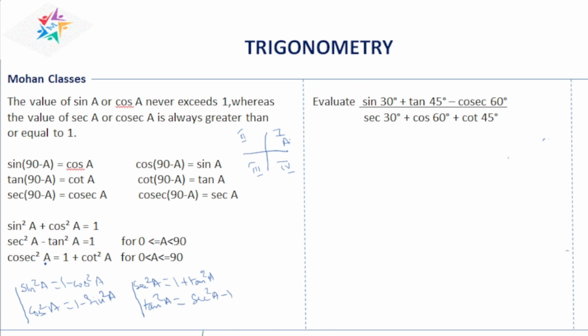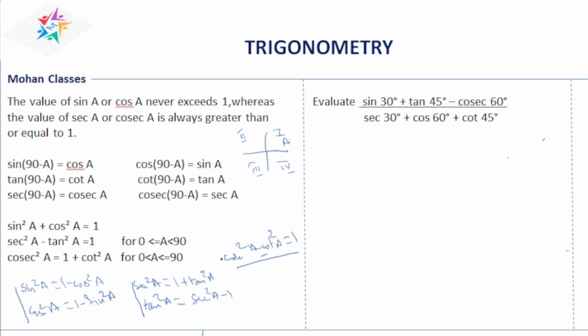What about this? Cosecant square A is equal to 1 plus cot square A. So cosecant square A minus cot square A is equal to 1. Or we can write it like this: cot square A, cosecant square we can send to that side, minus 1. Cot square A minus cosecant square A is equal to minus 1. Okay, these are identities, you should keep them in your mind.